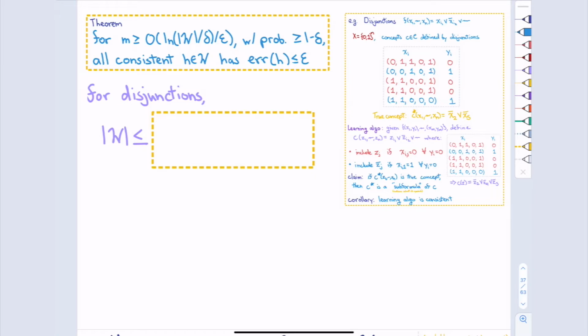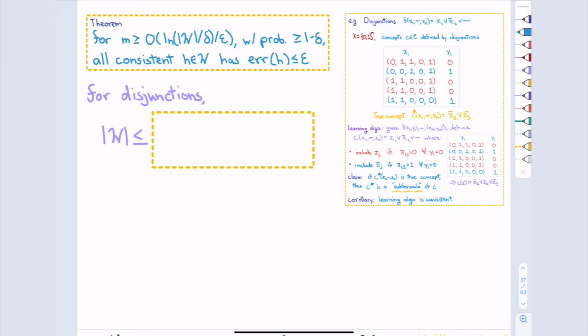2 to the 2 to the n? 2 to the 2n? Okay, that's also known as 4 to the n? Can anyone do better than 4 to the n? Yeah, 2 to the n? You can't quite do 2 to the n.